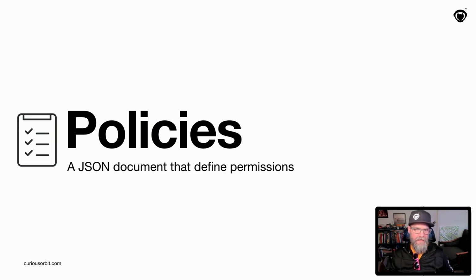The entity within IAM that you are going to spend the majority of your time with are policy documents. Policy documents are just a JSON document that defines permissions. Inside this JSON document, you are going to define what is allowed and what is denied. It's essentially what a JSON document or a policy document does.